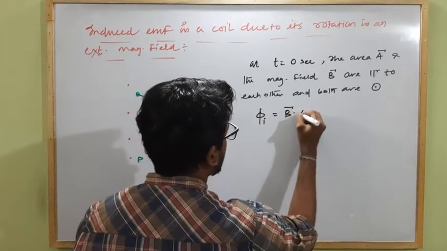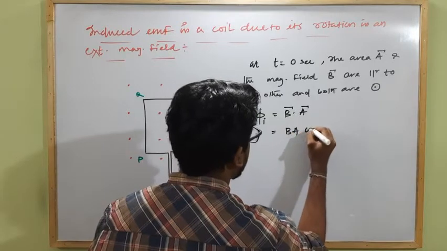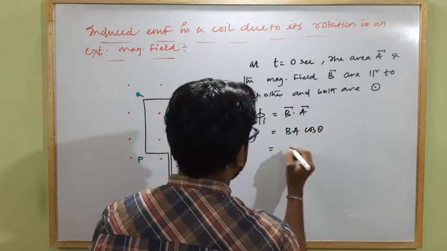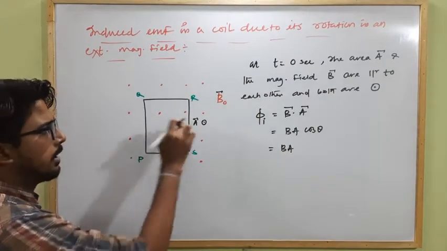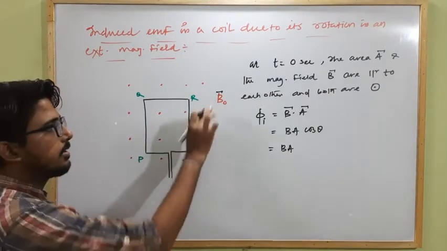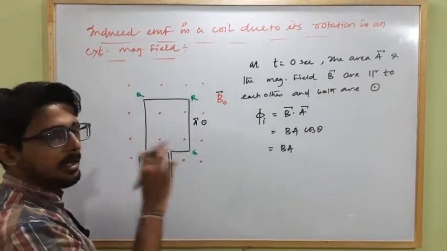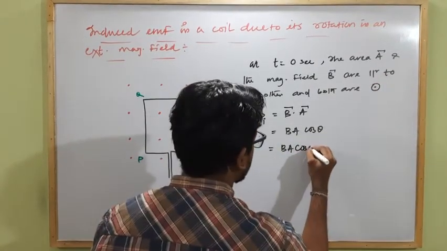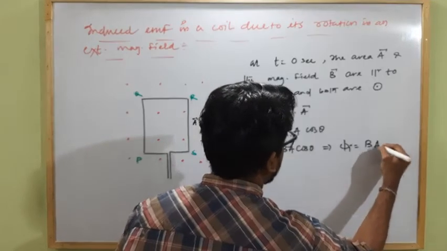B vector dot A vector, or this can be written as B A cos theta. What is cos theta? Theta is the angle between area vector and magnetic field strength, and initially both are parallel to each other, so it will be cos 0. So this implies phi initial equal to B A.